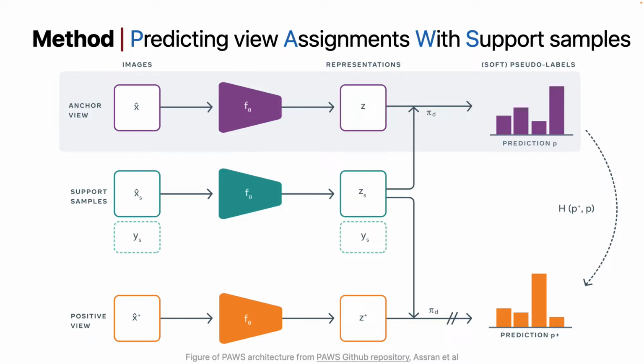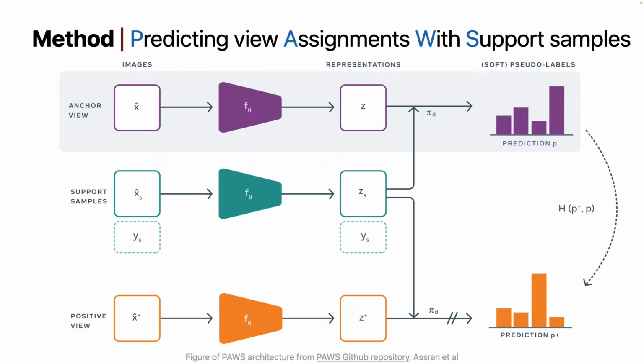Both of these views are passed through an encoder network such as ResNet50 and then generate representations. Class predictions are then generated for both images. Since the anchor view and positive view are just two different views of the same image, we want to then maximize the agreement between the final predictions using contrastive loss. Where PAWS brings BYOL and SwAV advances to SimCLR is by introducing a support set.